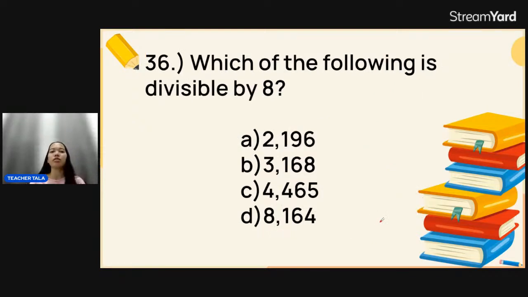Next, 36. Which of the following is divisible by 8? Another divisibility rule. So, dito, that's 2, 16, 3, 36, hindi. 16 and 8, that's 21. Okay, the answer is letter B.